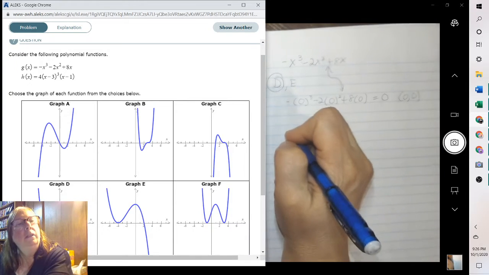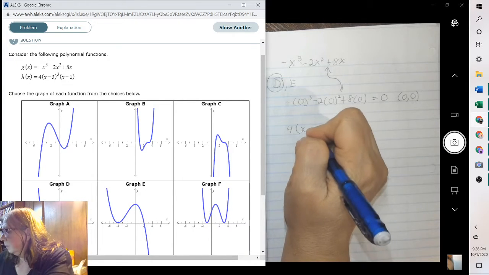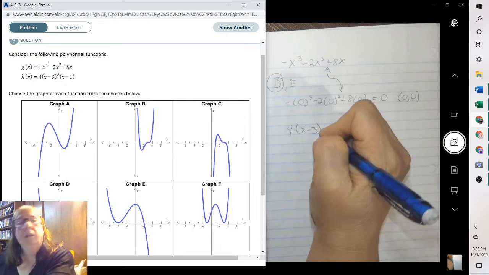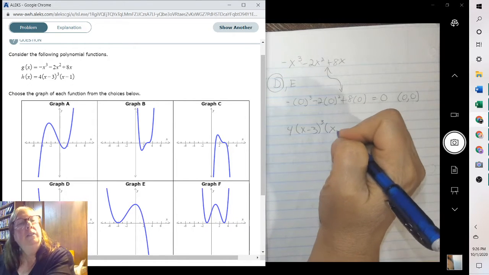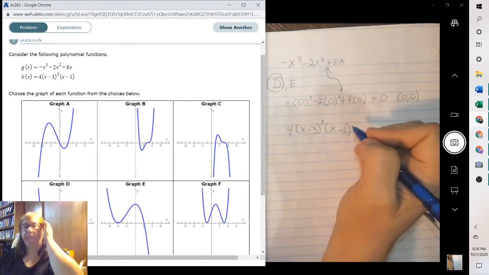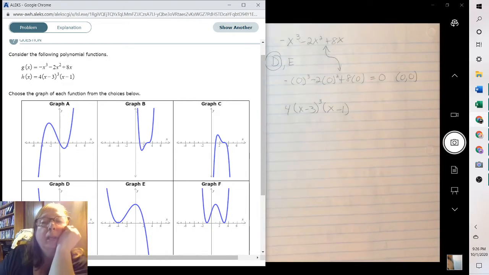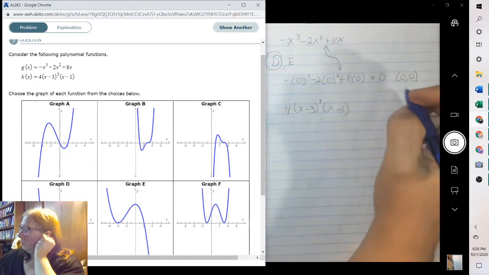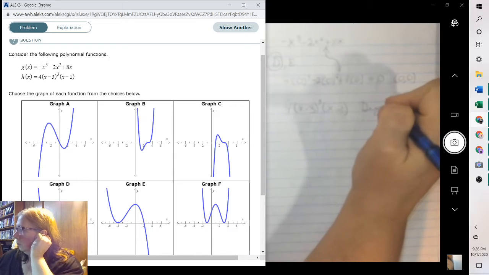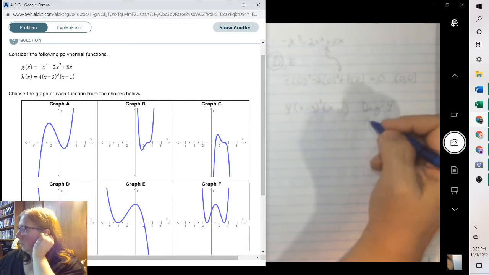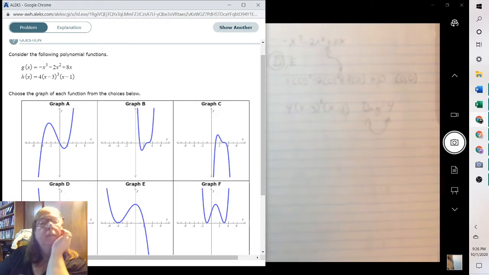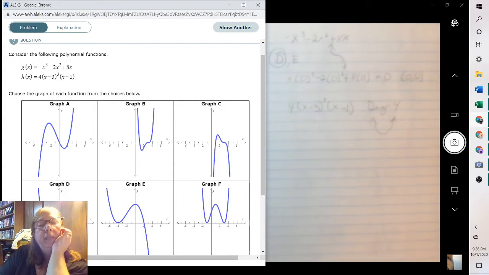The other one, 4 times x minus 3 cubed and x minus 1. Okay, well, we know that it's degree 4, because 3 and 1 is 4. The leading term is positive, so it's going up. Going up is B or F.